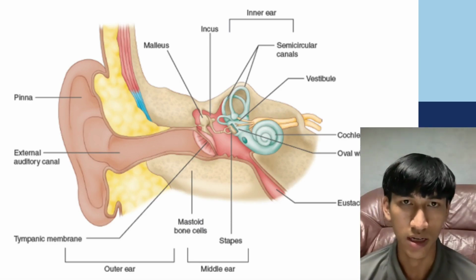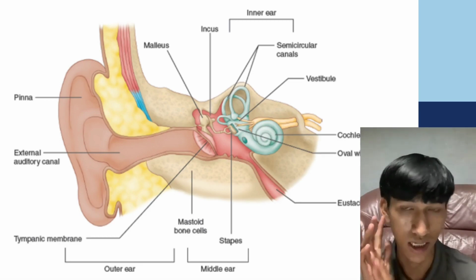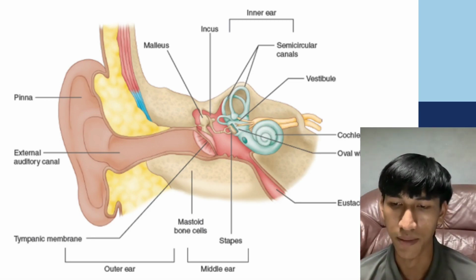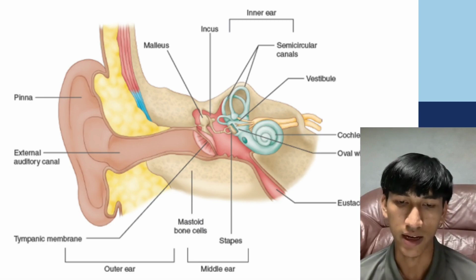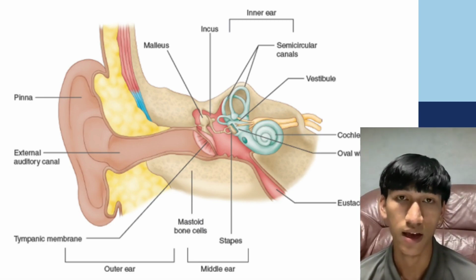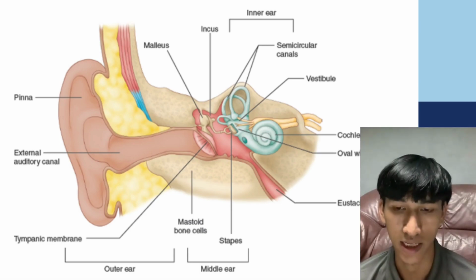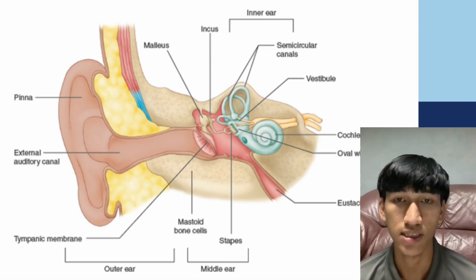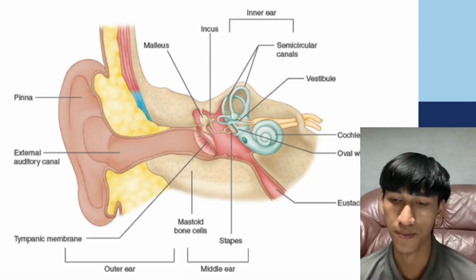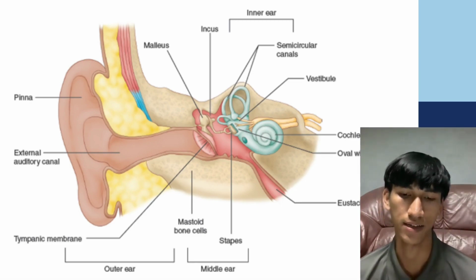The pinna and the external auditory canal are parts of the outer ear. The tympanic membrane, malleus, and incus are parts of the middle ear. The semicircular canals, vestibule, cochlea, oval window, and eustachian tube are parts of the inner ear. The mastoid bone cells are present in the periphery of parts of the middle and inner ear.